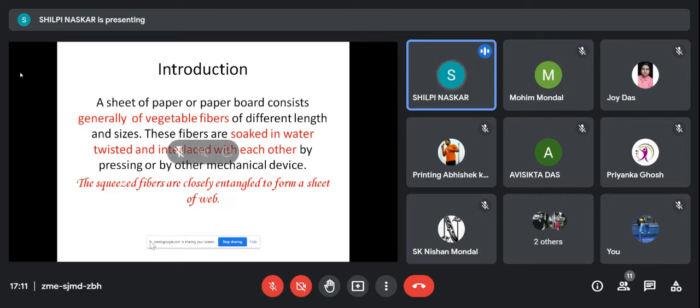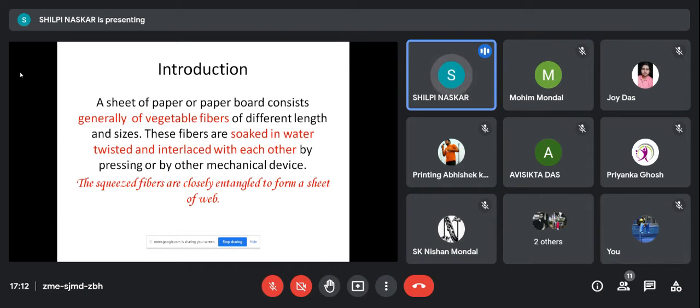So first is a sheet of paper or paperboard, which is normally used as a primary substrate for printing as well as for packaging. You have gone through all the printed materials. Most of it is paper, and in packaging, mostly. Nowadays there are too many plastics and different kinds of materials, but paper is an important substrate which is used in printing as well as packaging.